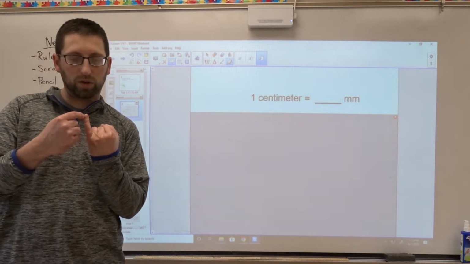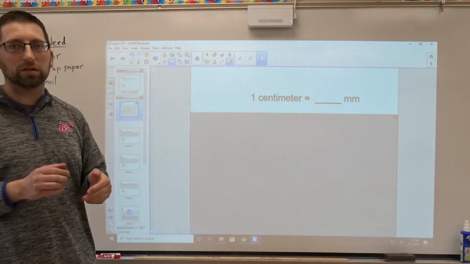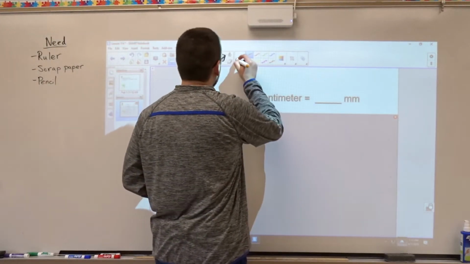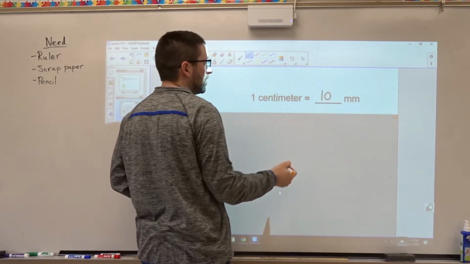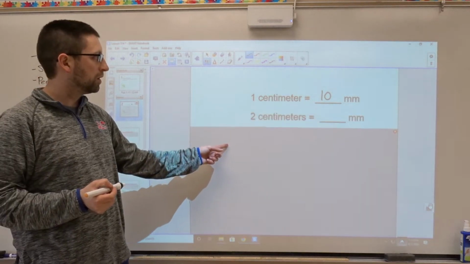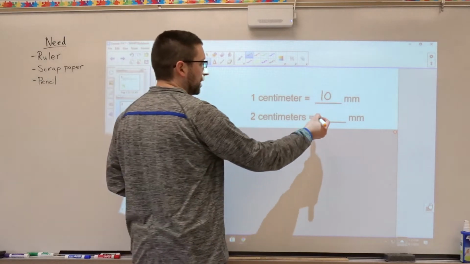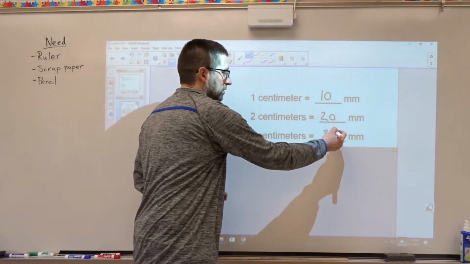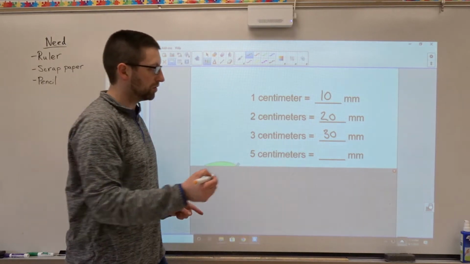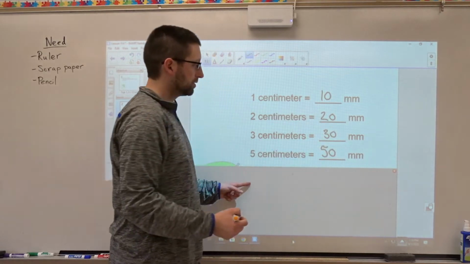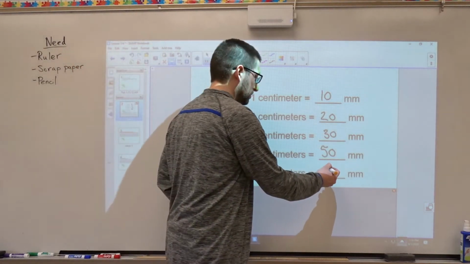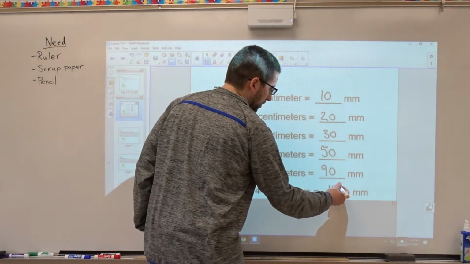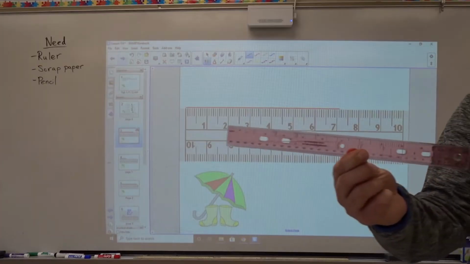Okay, so 1 centimeter. Remember, I think we learned that that's about the width of your pinky nail. Now, a millimeter is even smaller than that. There are 10 millimeters in 1 centimeter. Now with 2 centimeters, that would mean that there are 20 millimeters. 3 centimeters, 30 millimeters. 5 centimeters would be 50 millimeters. 9 centimeters would be 90 millimeters. And 14 centimeters, that would be 140 millimeters.